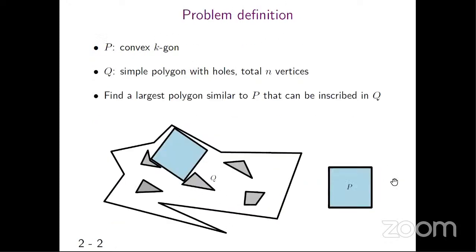Let P be a convex polygon with k vertices, and let Q be a closed region with some obstacles with total n vertices. Then the goal is to find the largest polygon similar to P that can be inscribed in Q. In this case, P is allowed translation, scaling, and rotation. Then I will mention some preliminaries.